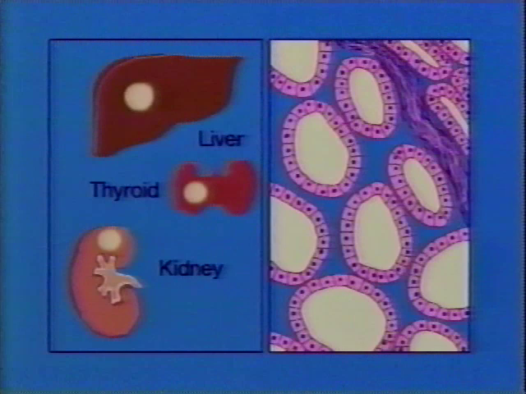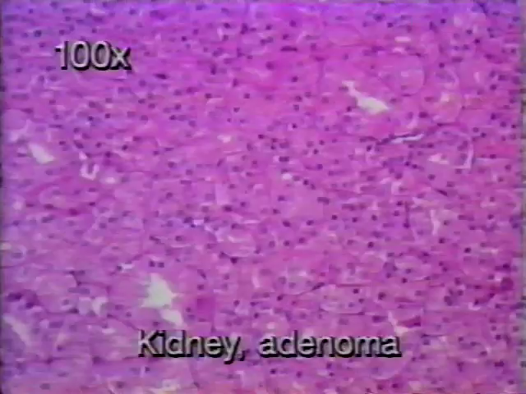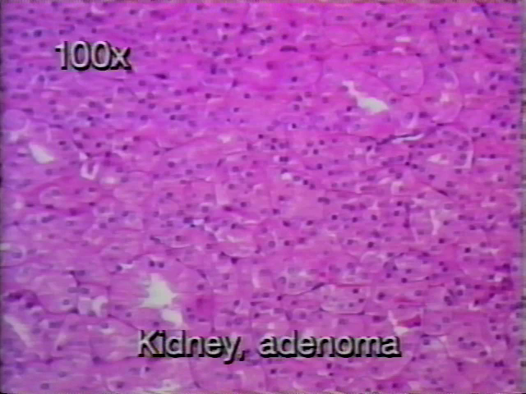Adenomas are benign epithelial neoplasms which arise in solid organs such as liver, kidney, and thyroid. Typically, they are composed of glandular structures. Since they are benign, adenomas remain discrete, pushing and compressing the surrounding tissue rather than invading it. Similarly, adenomas tend to show a close histological resemblance to their tissue of origin. This adenoma, which arose in the renal cortex, is very similar to normal renal tubular epithelium.